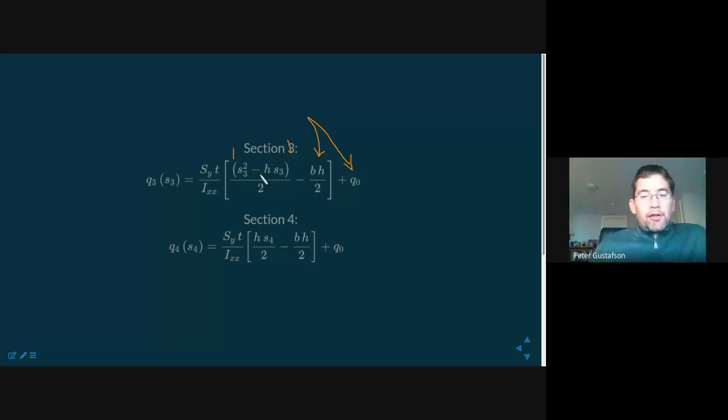And then last but not least, we integrate q4. We still have to apply the magnitude to get our boundary condition on the right-hand side. We say s3 is equal to h. So h squared minus h squared, this portion goes away. We get this b over 2 come down here. We get the q0 comes down here. And now this portion is the integrated portion, which because it was a constant becomes linear. So h s4 over 2.